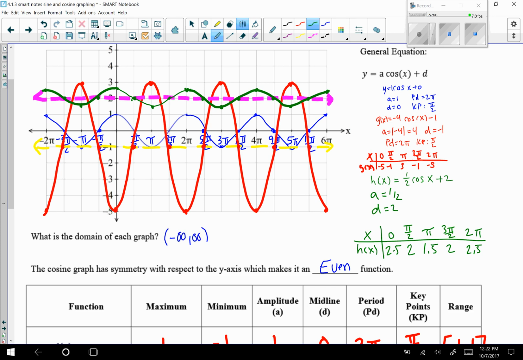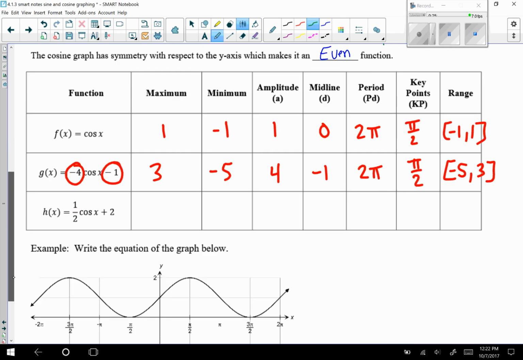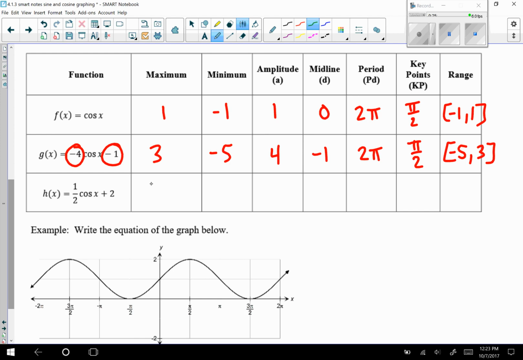And I can even check my work because from my midline up, I have 1/2. From my midline down, I also have 1/2, so it looks like it's right. So you can see your maximum is at 2.5, your minimum is at 1.5, so let's go ahead and add that to our table. So 2.5, 1.5, so my amplitude is 1/2. And my midline is at 2, the period's still 2 pi, pi over 2, and now my interval for my range would be from 1.5 to 2.5.